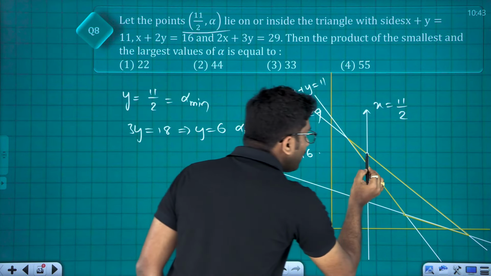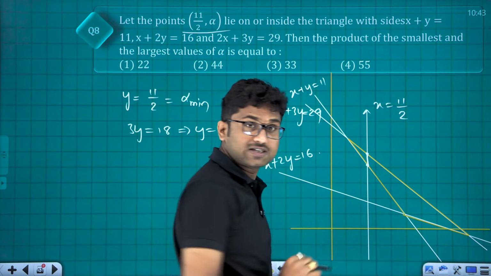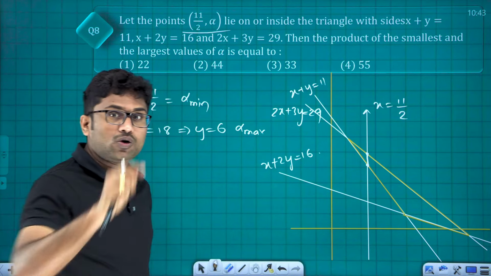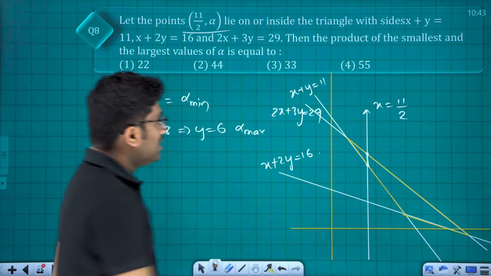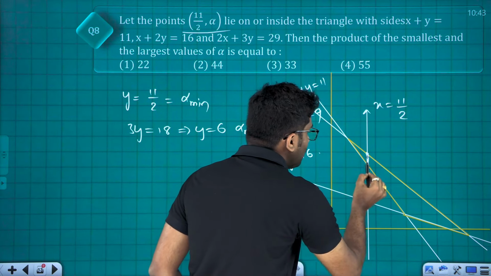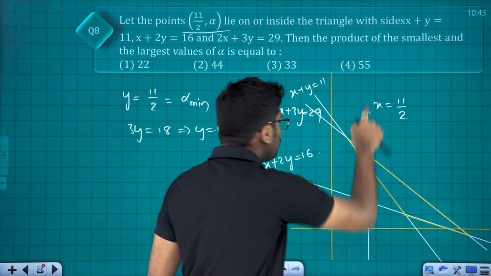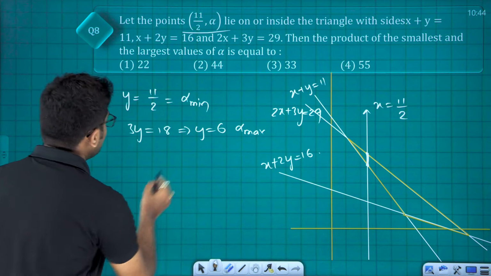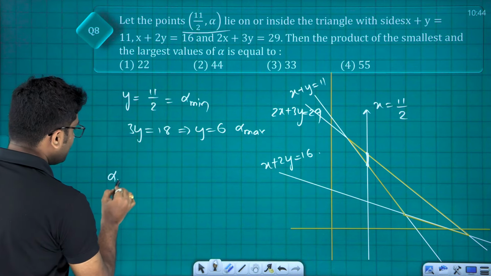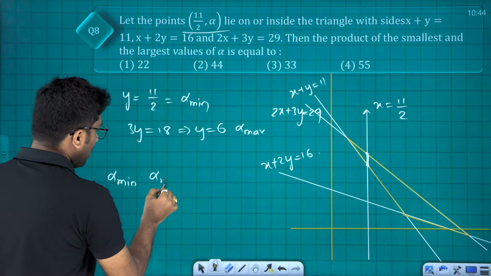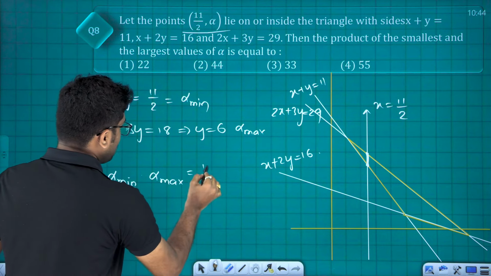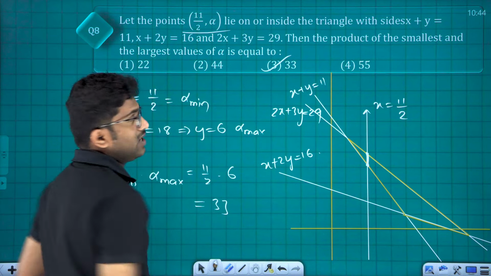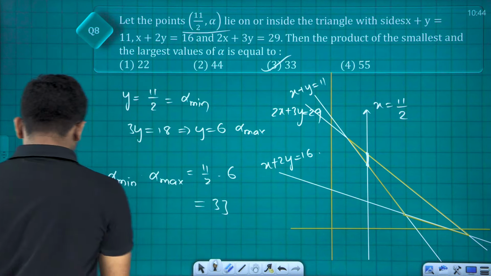Why? Because alpha will range only from here to here, friends. Because this point 11 by 2 comma alpha will only lie either inside or on the triangle. So alpha value will only range from 11 by 2 to 6. Now what they are asking, the product of the smallest and largest values of alpha. So required is alpha minimum into alpha maximum, which is equals to 11 by 2 into 6, 11 3s are 33 is the answer. Next question.